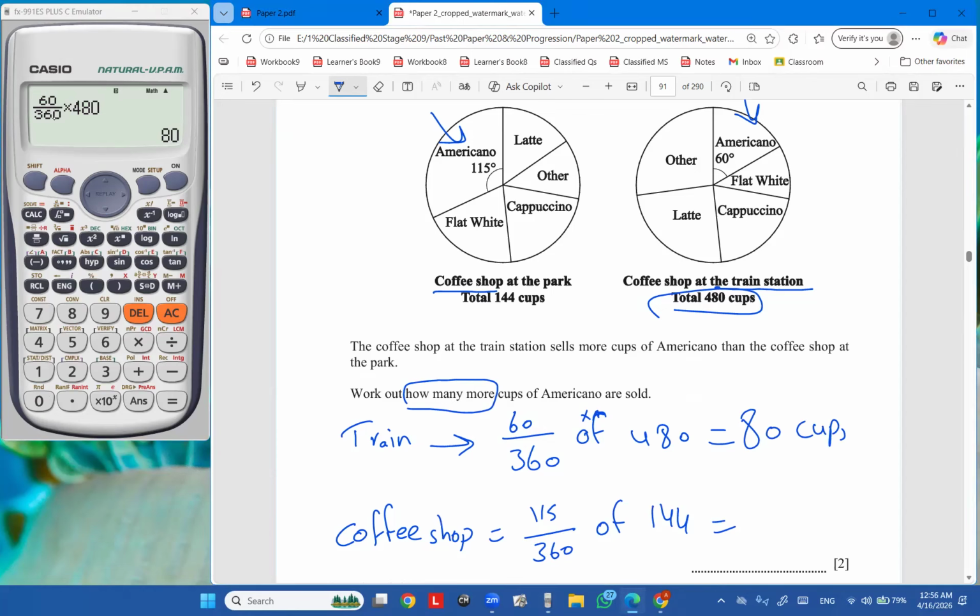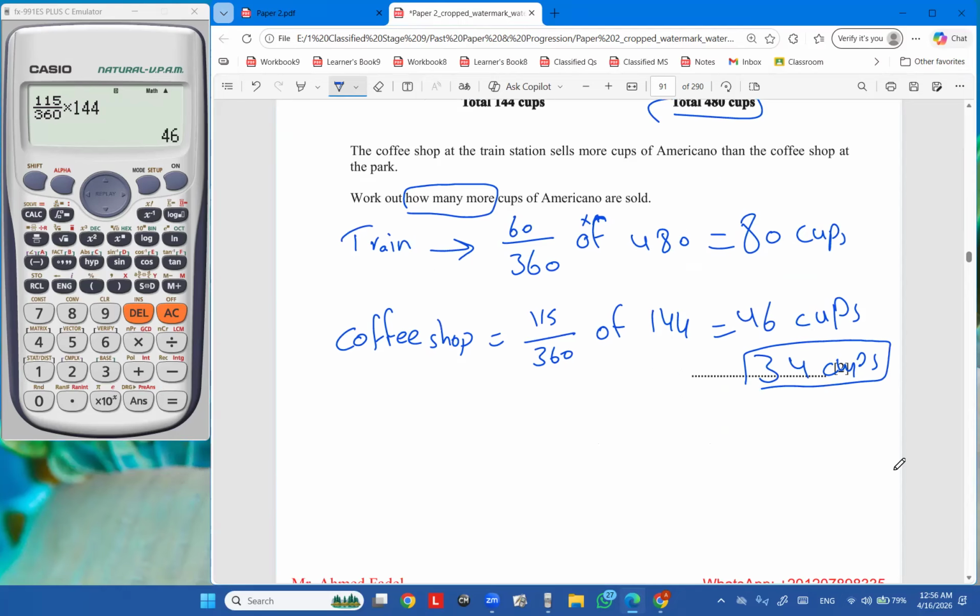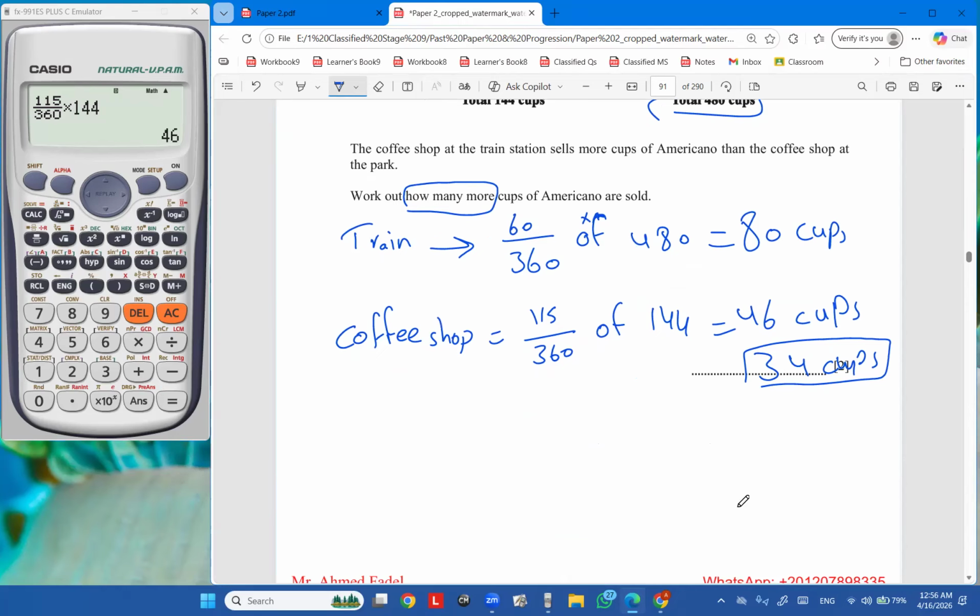While the other one over here is 115 over 360 multiplied by 144, which is 46 cups. The difference is 34 cups. This is the difference. Let's continue.